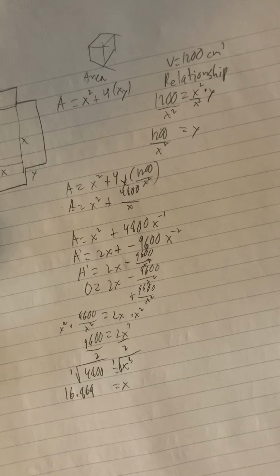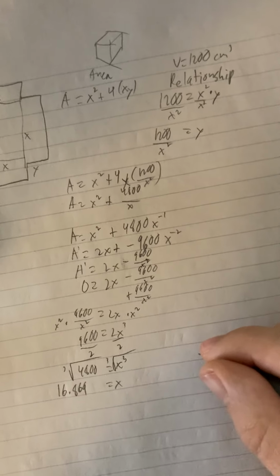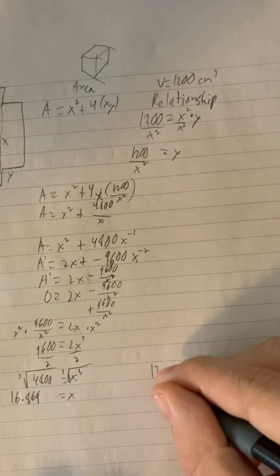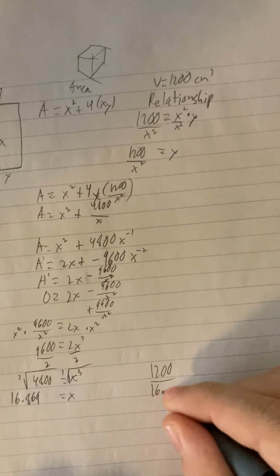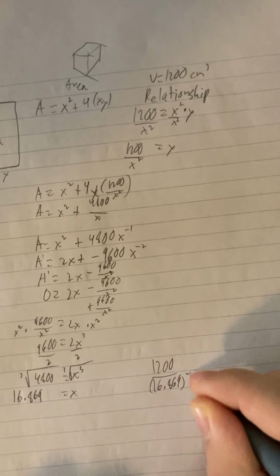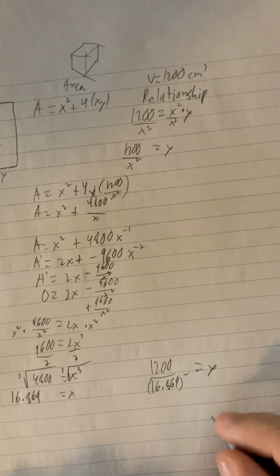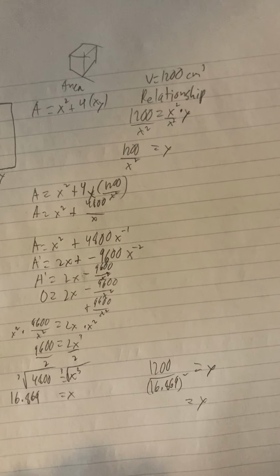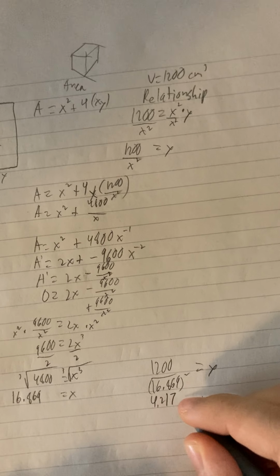There we go. Now that we found x, we plug it back into the relationship equation to solve for y. We do it right next to it. 1200 over what was x squared, now 16.869 squared, equals y. You solve that out, you get y equals 4.217 centimeters.